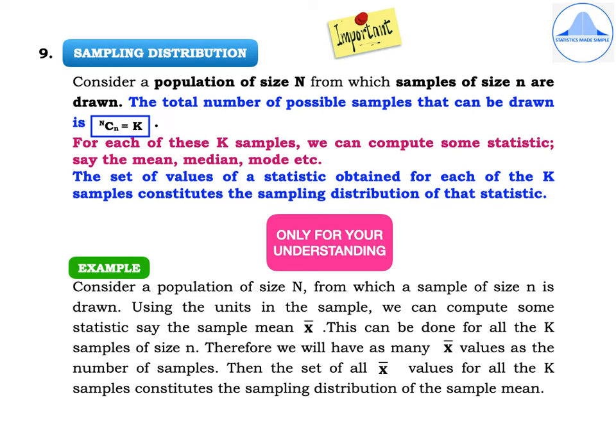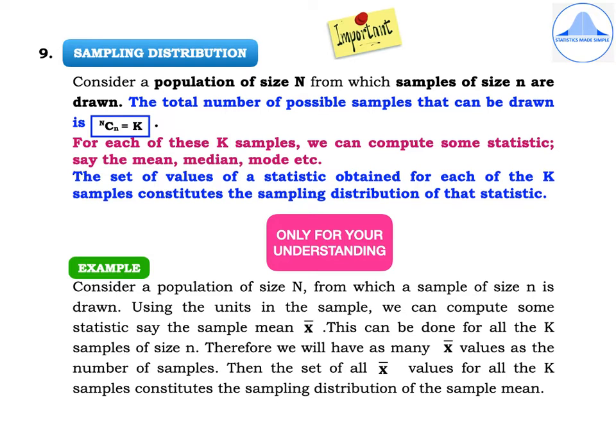The ninth definition is the sampling distribution, again which is an important 2 marker. So let us consider a population of size capital N from which samples of size small n are drawn. Now the total number of possible samples that can be drawn is NCn, which I am denoting as some k. For each of these k samples, we can compute some statistic.